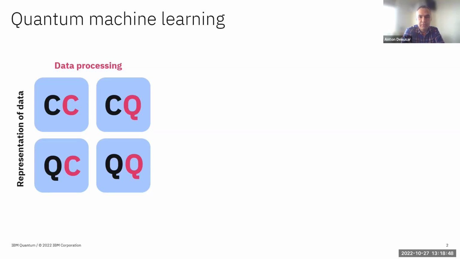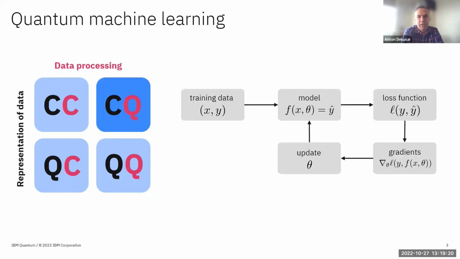We're going to talk about what we can do and what is already available in quantum machine learning. First of all, we can consider how our data may be represented and where we can process our data. On the left-hand side, we have 4 blocks where the first letter is data representation, the second letter is processing. And we are going to talk about this square where we have classical data and quantum processing of our data.